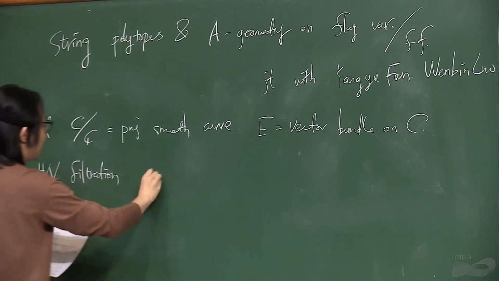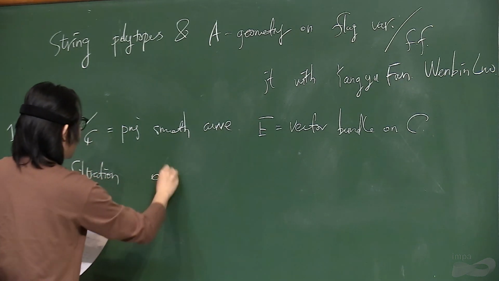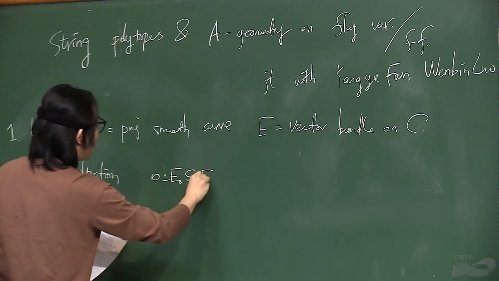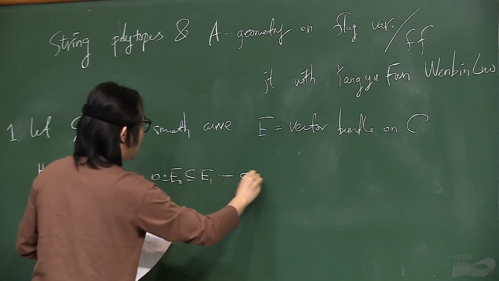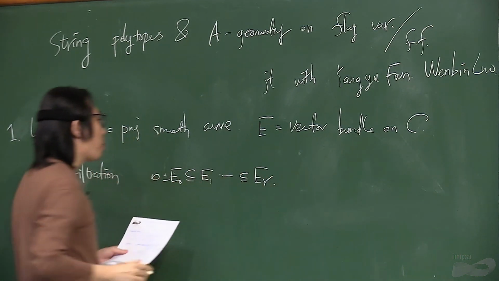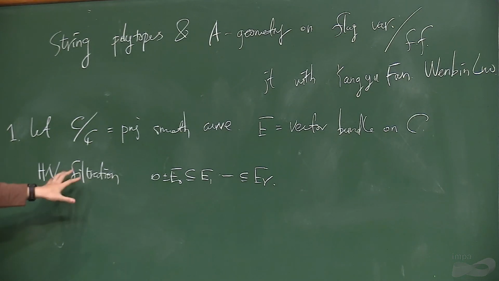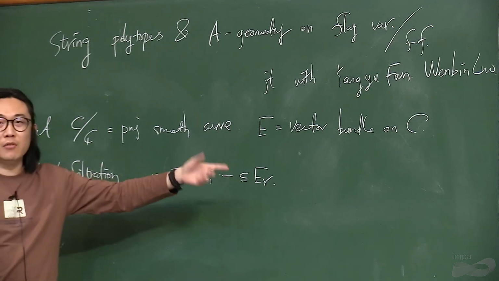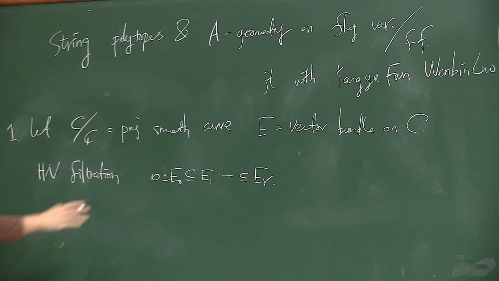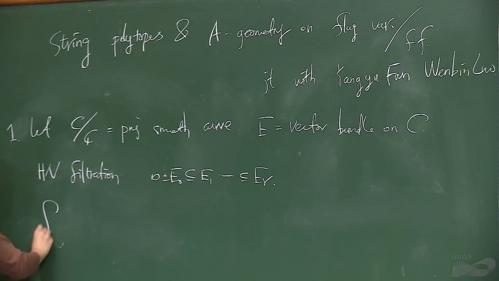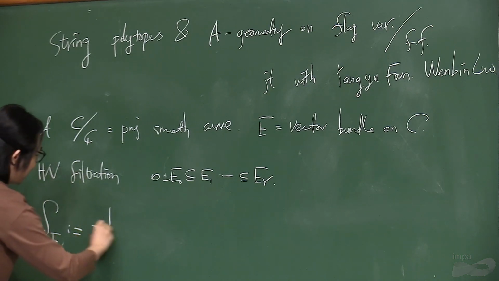like this, E0, E1, ..., ER. Okay. This is the canonical filtration that characterizes the stability of E. Now from this data, you can cook up a discrete measure. Let delta E be this measure.